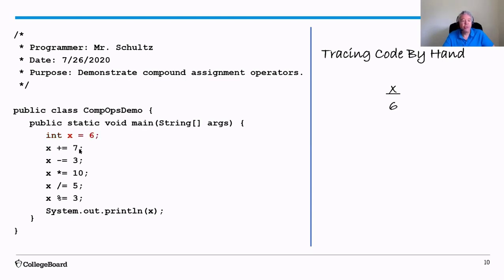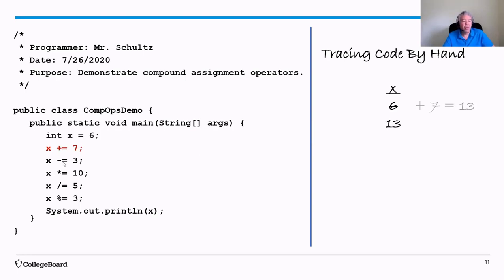Okay, now as we work through each line, the next line says that we're going to take the value of x, we're going to add 7 to it, and we're going to assign the value back to x. So the current value of x is 6. We add 7 to get 13. And then once we have that value, we assign it back to x. So we cross the 6 out. X now has a value of 13 after we've hit that statement.